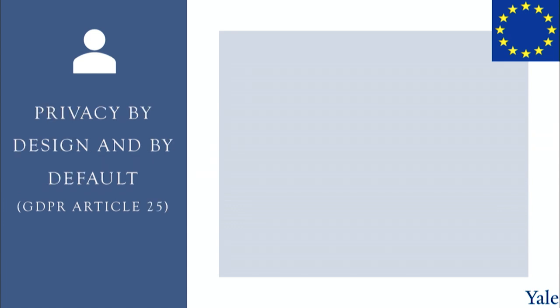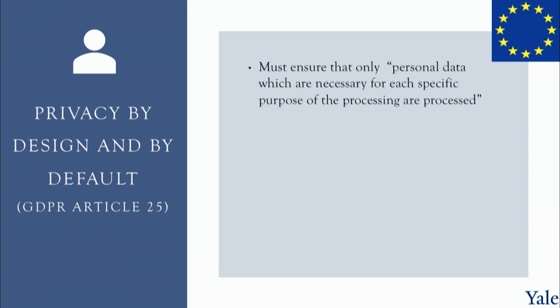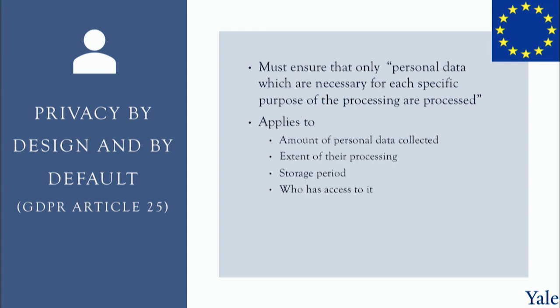And the goal of the GDPR is to force companies, software developers to use privacy by design and by default. So privacy is not something we worry about at the end of the design process. It's something that comes in at the beginning of the design process. We must ensure that only personal data which are necessary for each specific purpose of the processing are processed. We shouldn't be looking at other data that we don't need. And this applies to the amount of data collected, to the extent of their processing, the storage period, and who has access to it. The fact that the company has access to data doesn't mean that everybody in the company should have access to data. We have to be mindful of that.